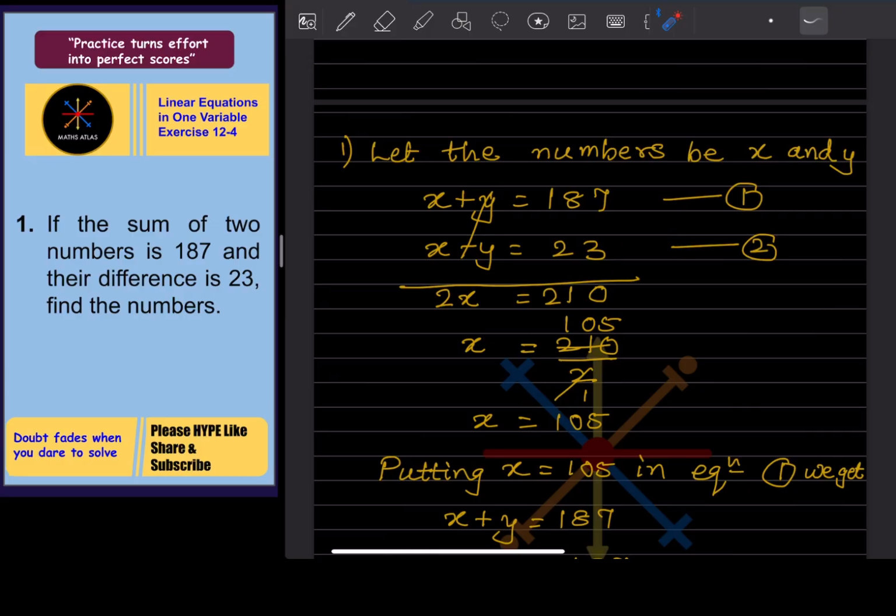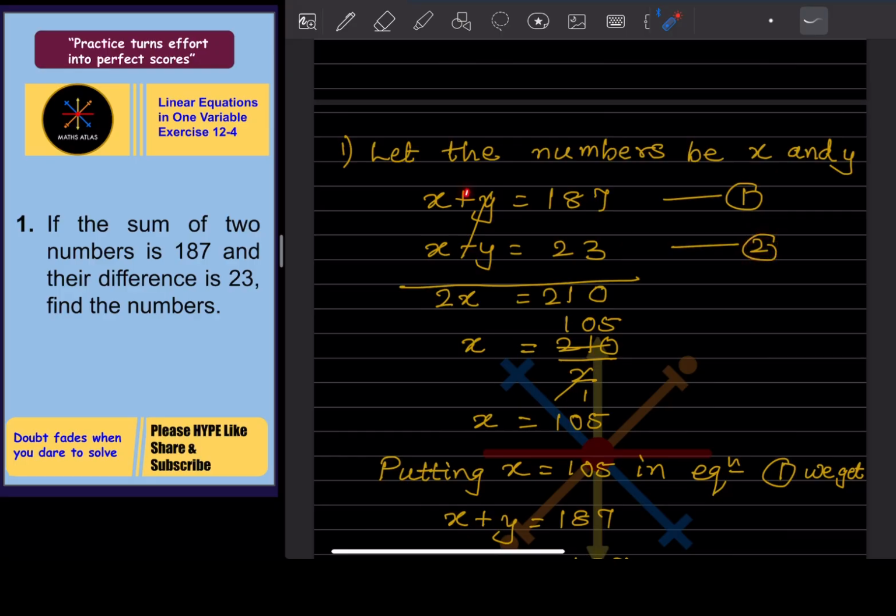So here first we'll say let the numbers be x and y. In the first sentence it says the sum of two numbers, sum means x plus y because we have considered the numbers as x and y. So x plus y is 187, is equal to 187. So that will be equation number 1. And the difference is 23. So difference means x minus y is 23. So this will be the equation number 2.